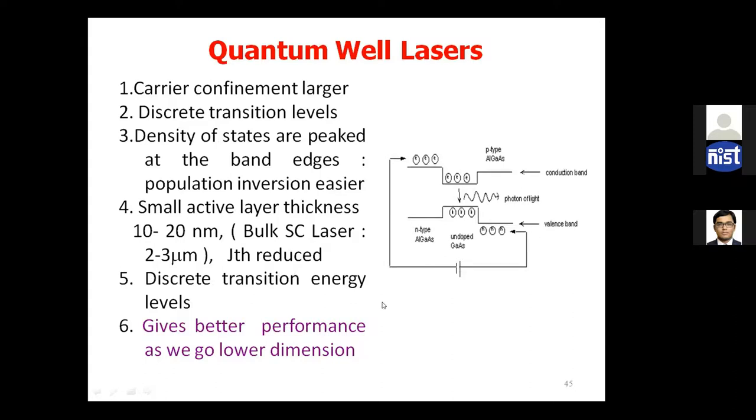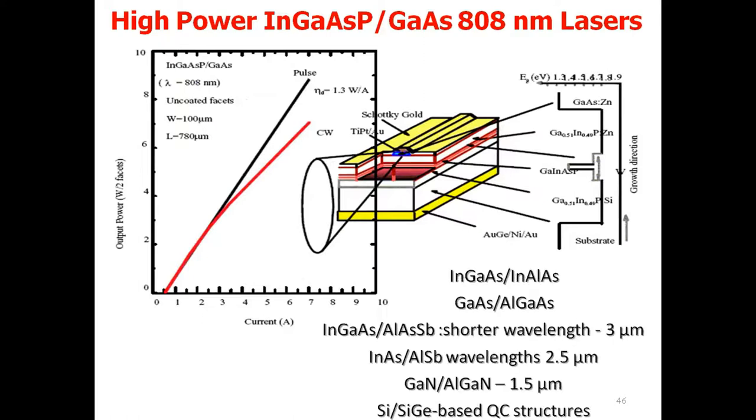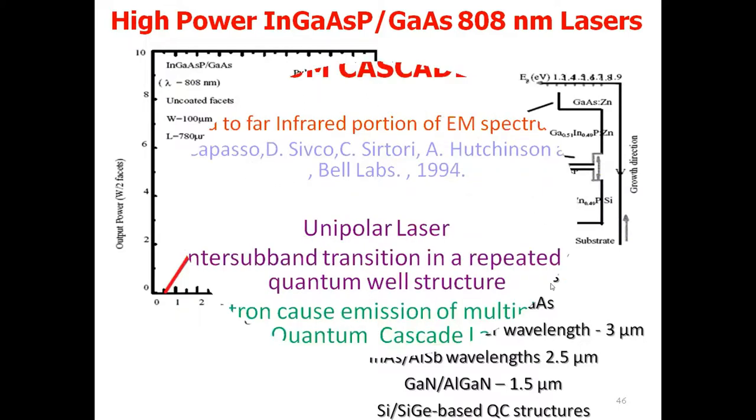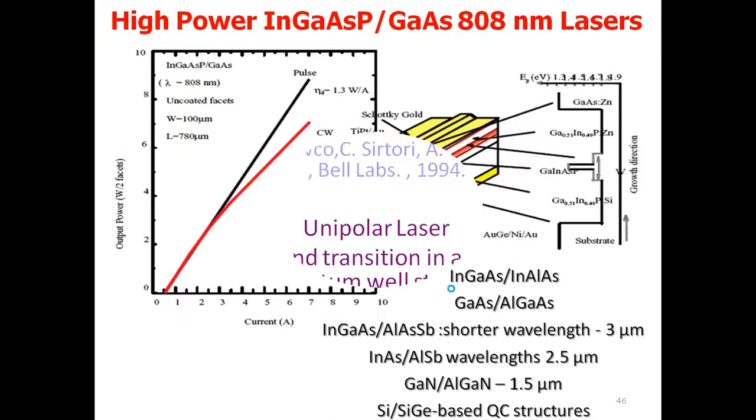One example is indium gallium arsenide phosphide with gallium arsenide, that interface will give you the quantum well, and the lasing light falls at 808 nanometer. These are other materials by which you can also make the laser. Basically, InGaAs, indium aluminum arsenide and GaAs, AlGaAs are also used for QCL, quantum cascade laser, which is more efficient as compared to this diode laser.